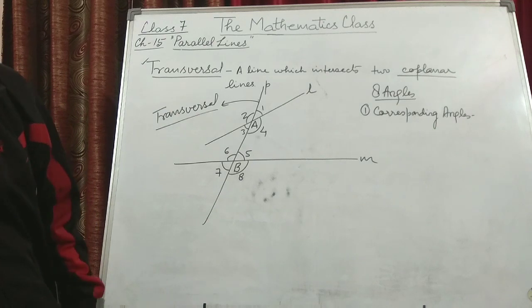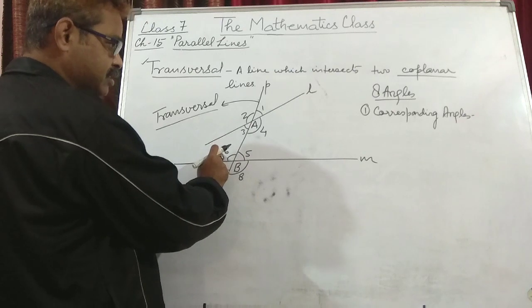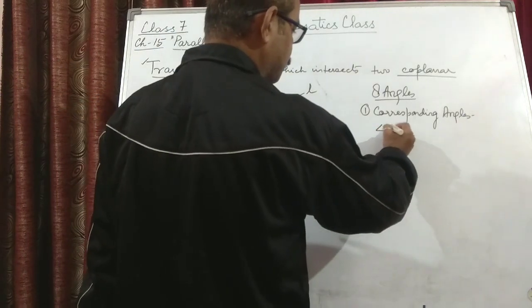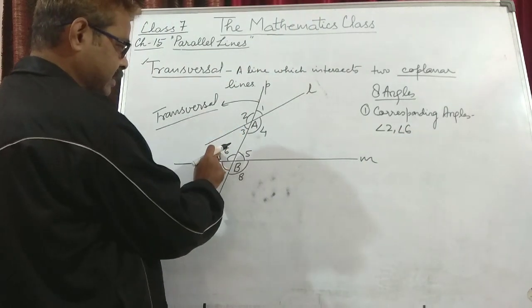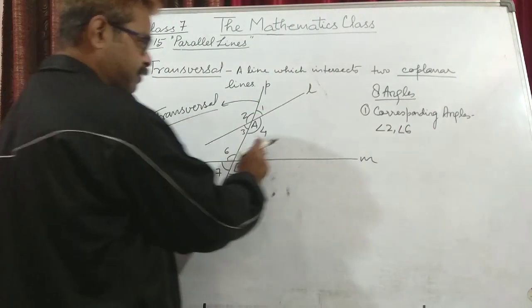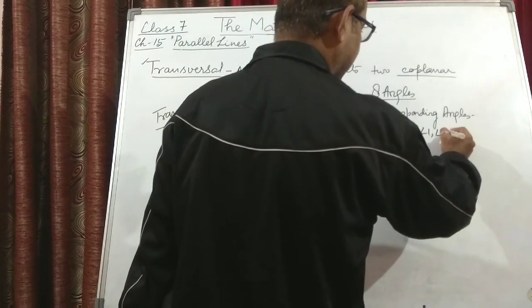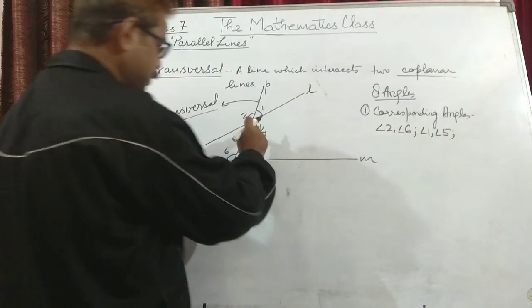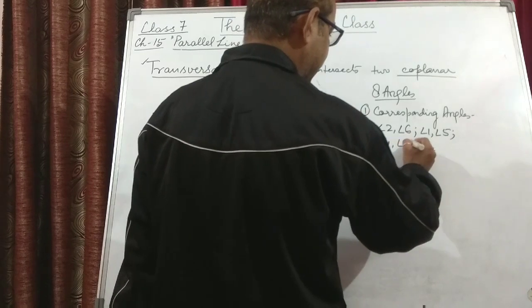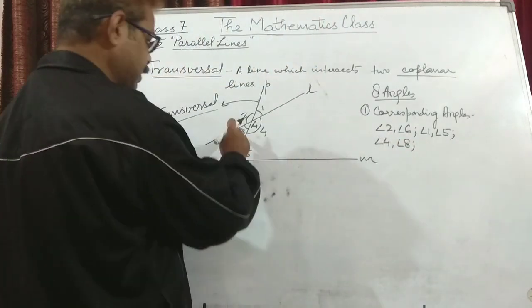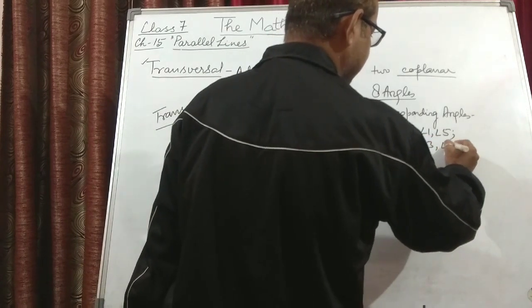Now, what are corresponding angles? Angle 2 corresponds to angle 6. Angle 2 and angle 6 are corresponding angles. Similarly, angle 1 and angle 5. Similarly, angle 4 and angle 8. Similarly, angle 3 and angle 7.